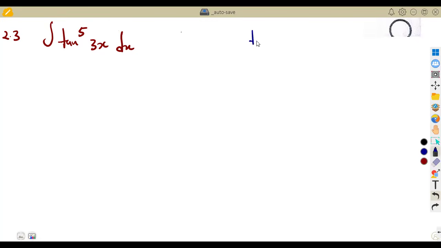identity of tan squared. Remember that tan squared x plus 1 is equal to sec squared. So if we make this the subject, it is going to be tan squared 3x. Tan squared 3x is equal to sec squared 3x minus 1. Remember, tan squared plus 1 is sec squared. So we want to make tan the subject. So you're supposed to expand this in terms of tan squared.